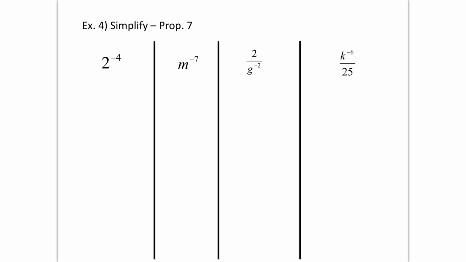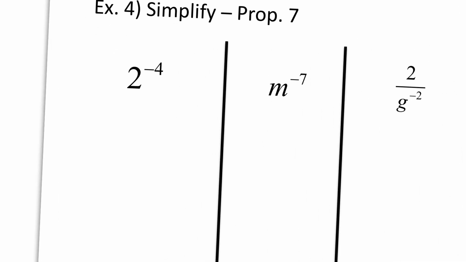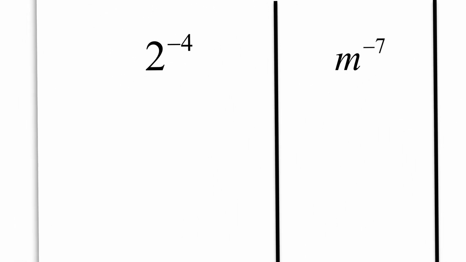So now we're going to move on to property number 7 with the negative exponents. So we are going to simplify, and I'm going to start with 2 to the negative 4th power. Since we do have a negative exponent here, first of all, we have to get rid of the negative exponent. Now, the definition tells you you have to move that to the bottom of the fraction.